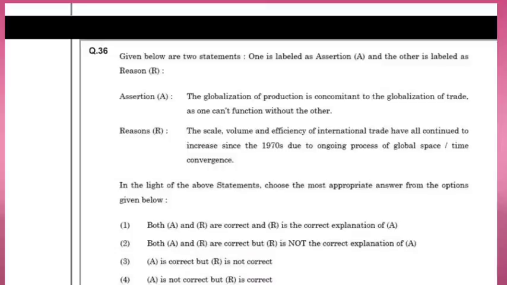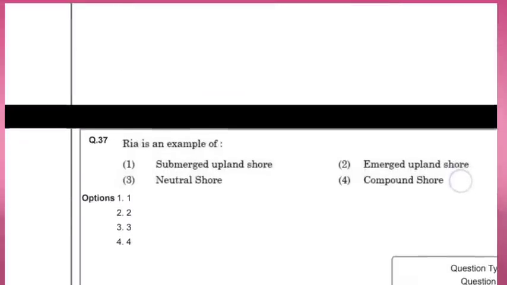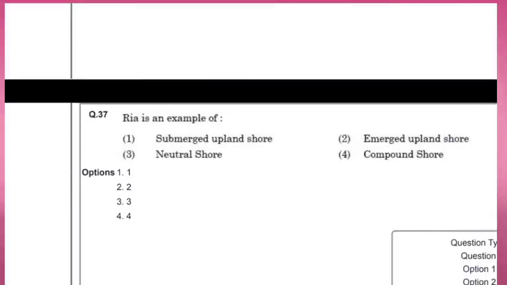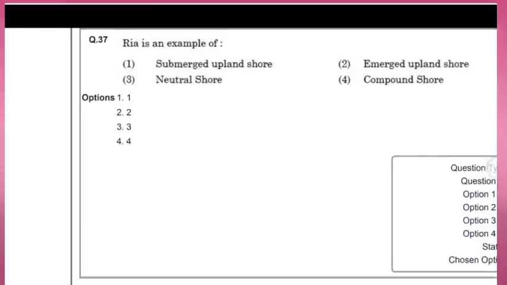And next question: ria is an example, a very common question. Definitely option 1, a submerged upland shore. Option 1 is the correct answer.